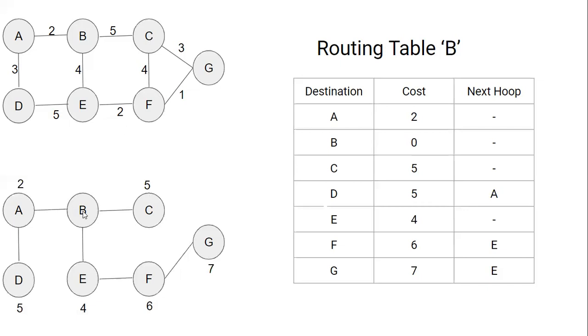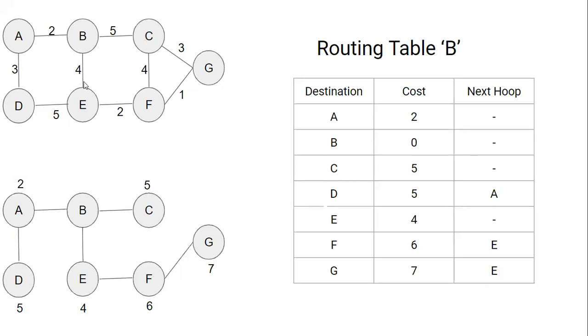Sorry, we need to travel only from B, not from A. So B to C and C to F, right? B to C is how much? 5. 5 plus 4, how much? 9. So this is one way, or this is the other way. Here, how much is it? B to E is 4. 4 plus 2 is 6. So 6 is the least cost, or the shortest distance.